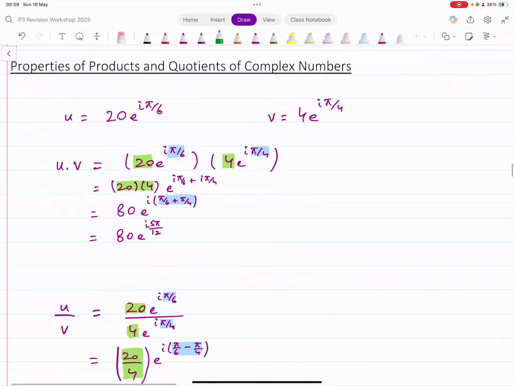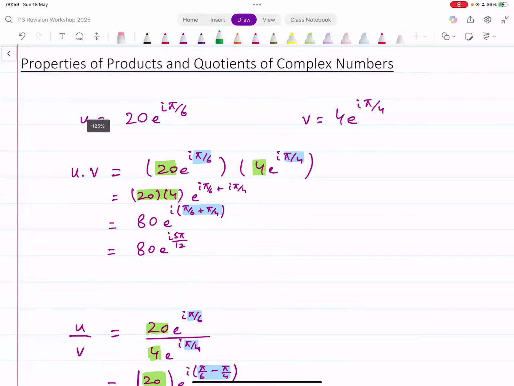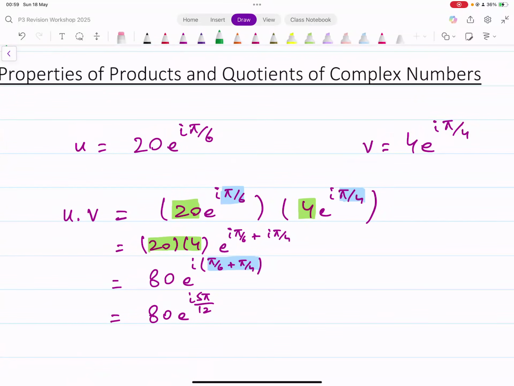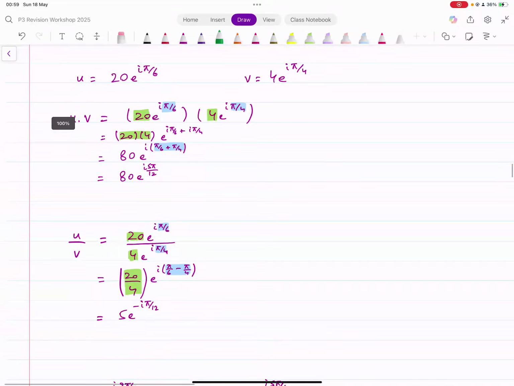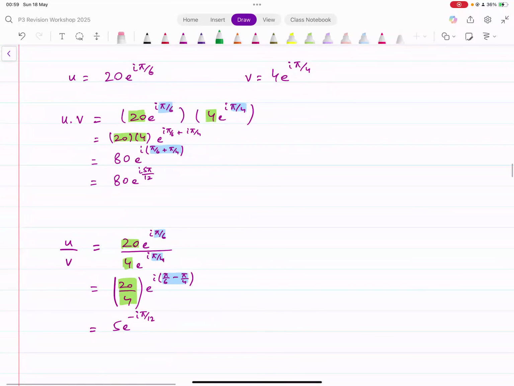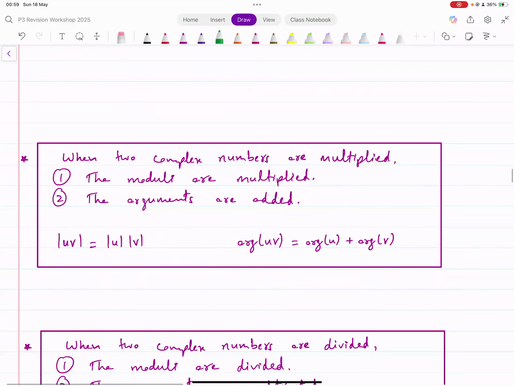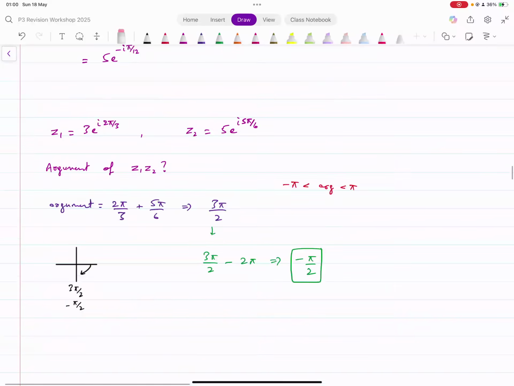Okay, let's move on. Now, the next thing that you need to know about is properties of products and quotients of complex numbers. What does that mean? When two complex numbers are multiplied, we need to know what happens to their modulus and what happens to their arguments. When two complex numbers are multiplied, you can see this working here, the logic behind it, the background of it, but we get this result that whenever two complex numbers are multiplied, their moduli are multiplied and their arguments are added, right? So let me just show that to you quickly.